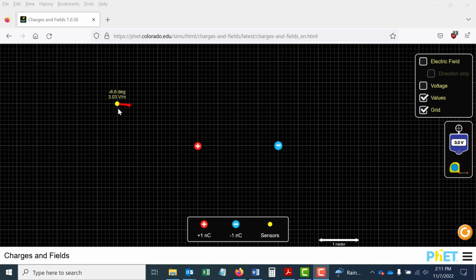There is one location, and one location only, on this screen where the electric field goes to 0. So not small, like what it does when you're far away from the charges, but actually 0. And it's not even very far away from the charges. So you hunt around and try and find the one spot where the electric field goes to 0.